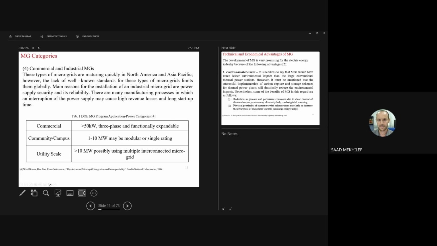And functionality can be expanded. Community or campus is between 1 to 10 megawatts, and can also be modular or have single ratings. Or you can also have a utility scale, which is more than 10 megawatts, using multiple interconnected microgrids.